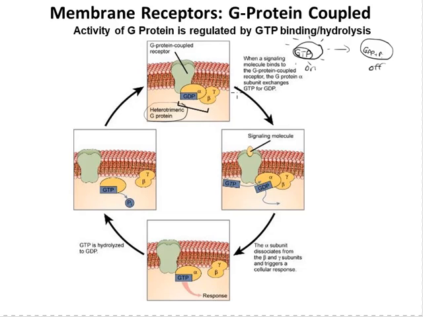The steps that take place in response to G-protein coupled receptor activation follow this characteristic pattern. First, ligand binds to the G-protein coupled receptor, or GPCR. This causes an inactive G-protein, which was bound to GDP, to release that GDP and bind a fresh new GTP molecule, which results in activation of the G-protein.